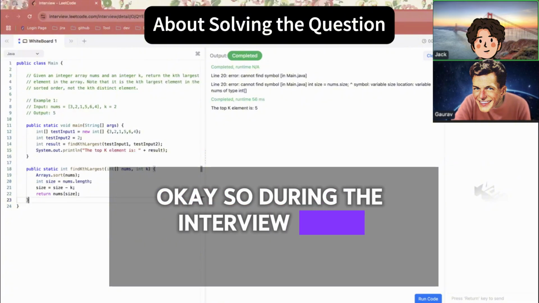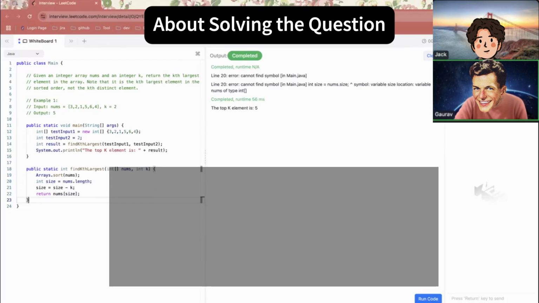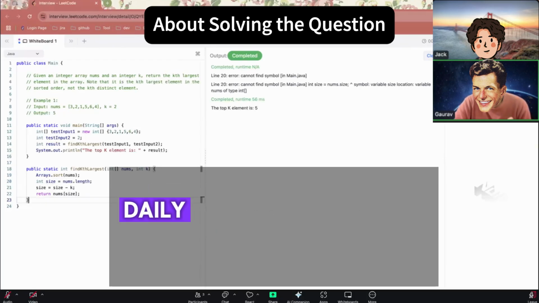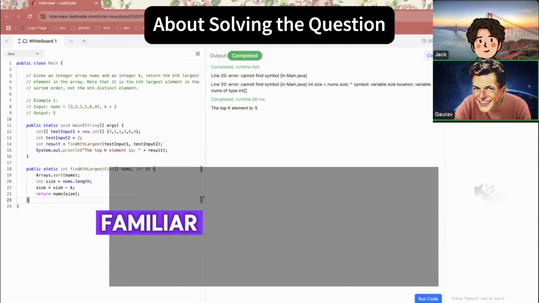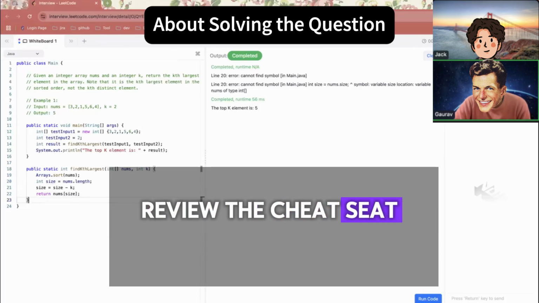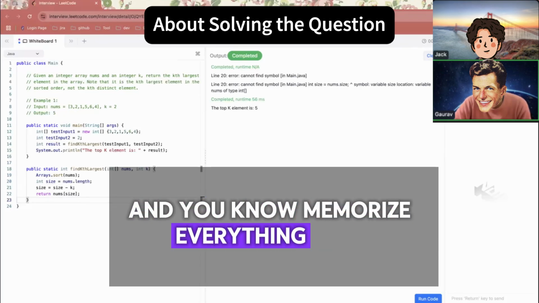Okay, so during the interview, this is just something you either know how to do or you have no clue. So during our daily practice, make sure you are familiar with all structures and their common use cases. Review the cheat sheet we provided and memorize everything on it.